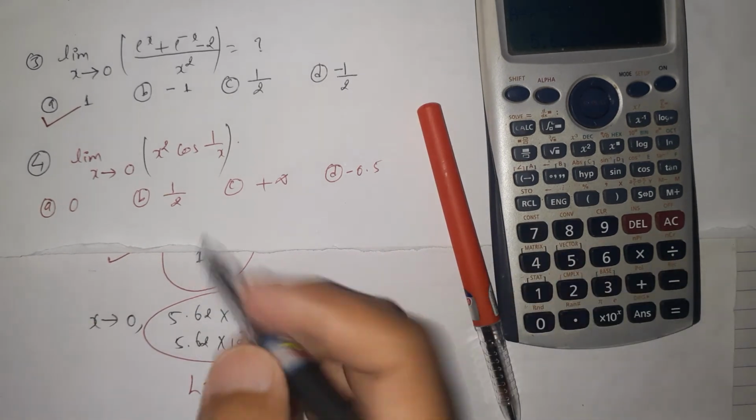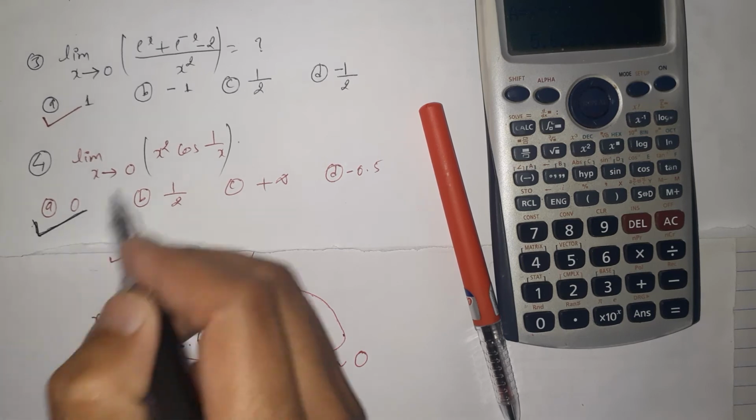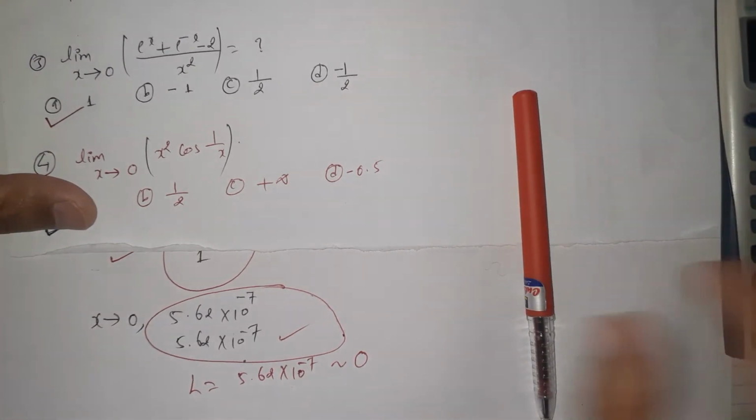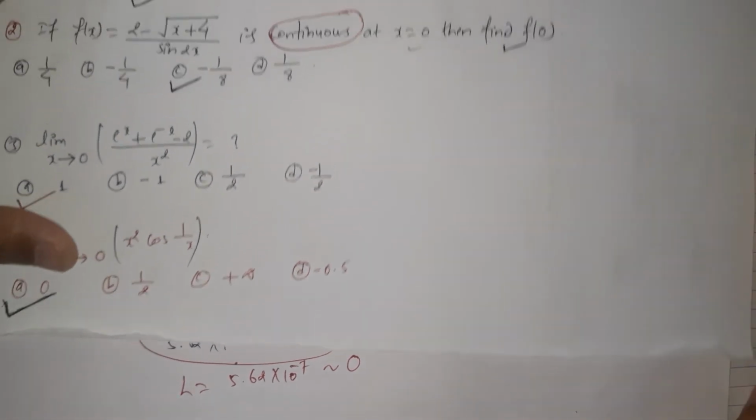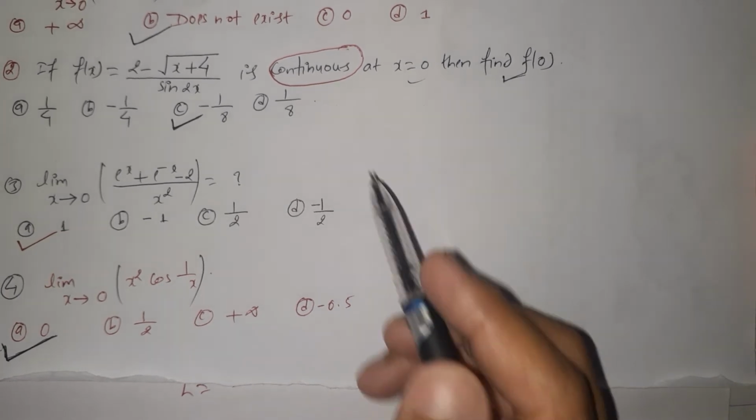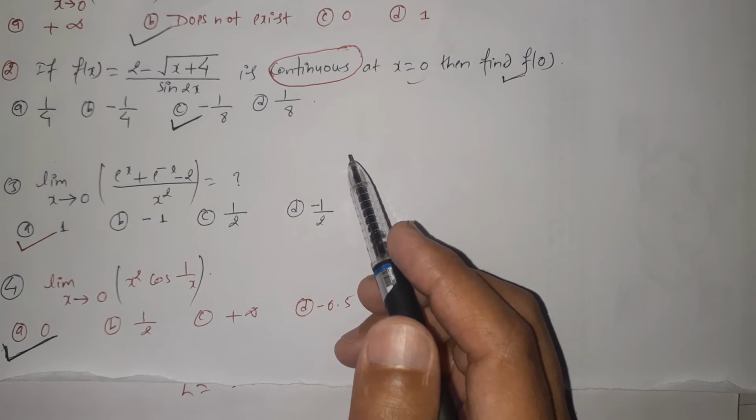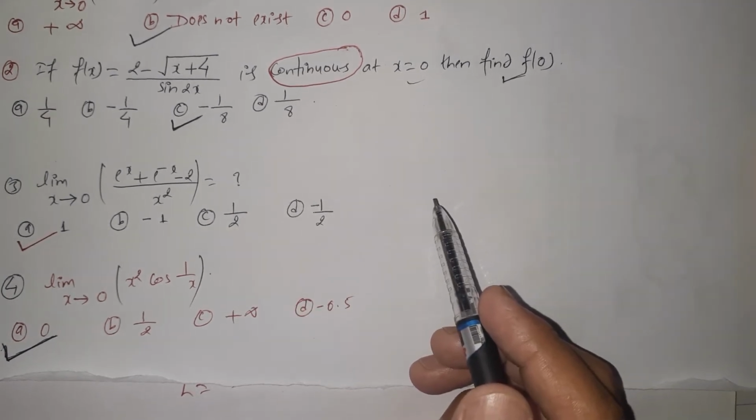Let's check the options. Here the first option is the correct answer. Here 0 is given, so the limiting value of this given function is 0. And similarly, we can solve so many questions related to the limit of any type of function, exponential, algebraic or trigonometric. We can solve it out.